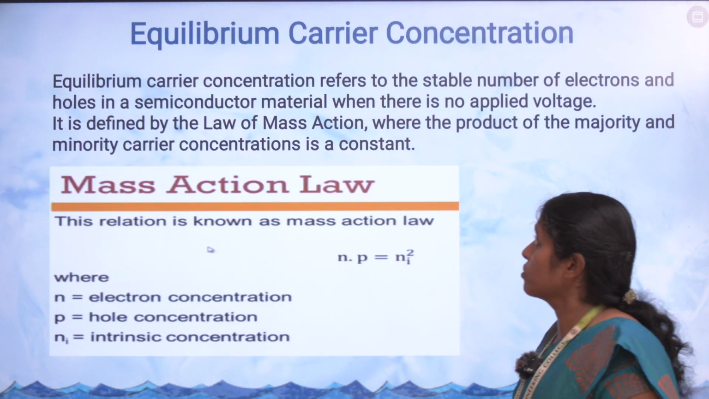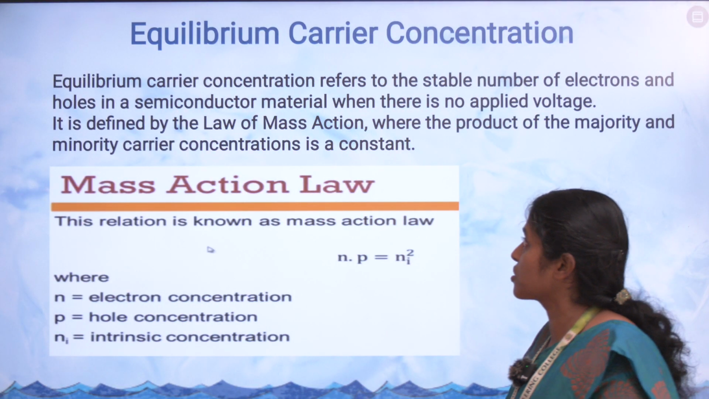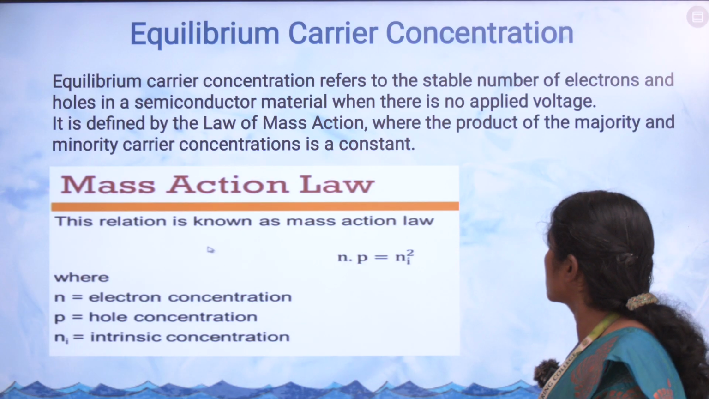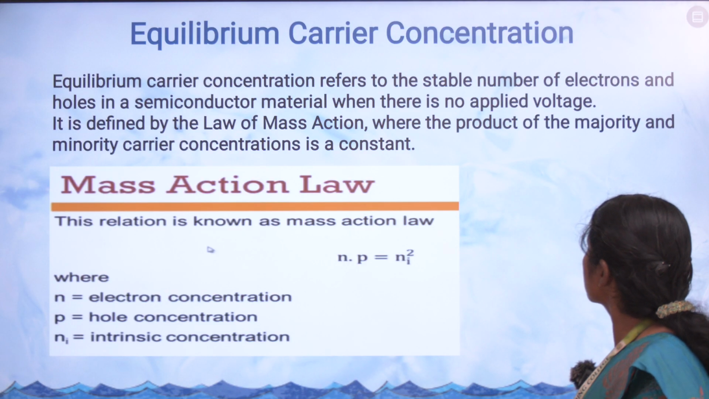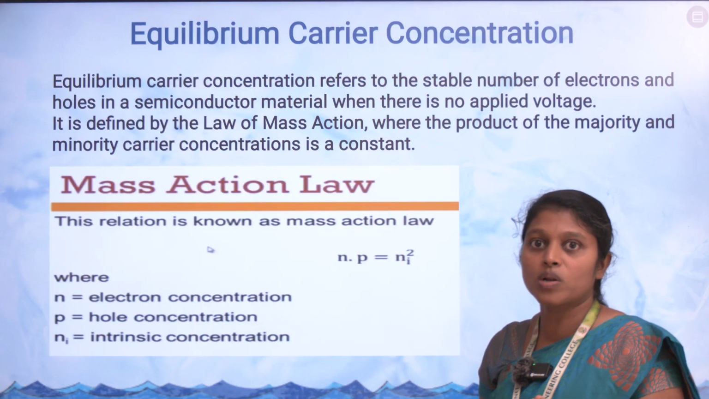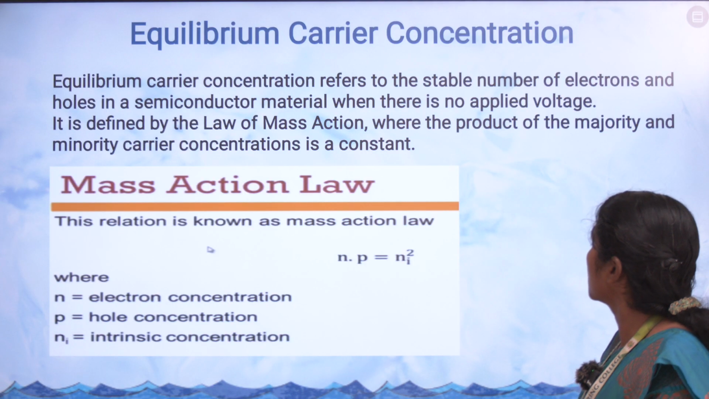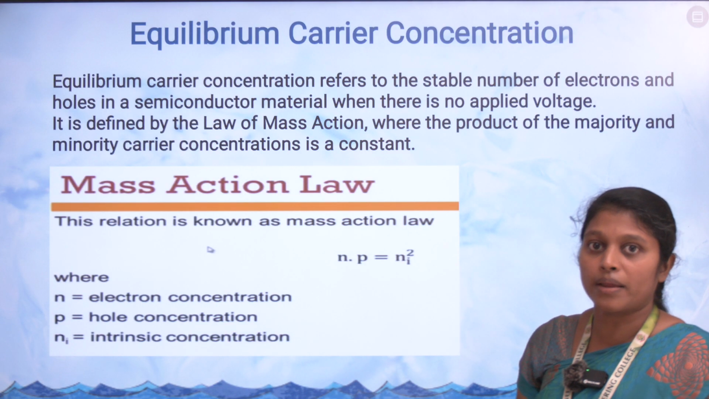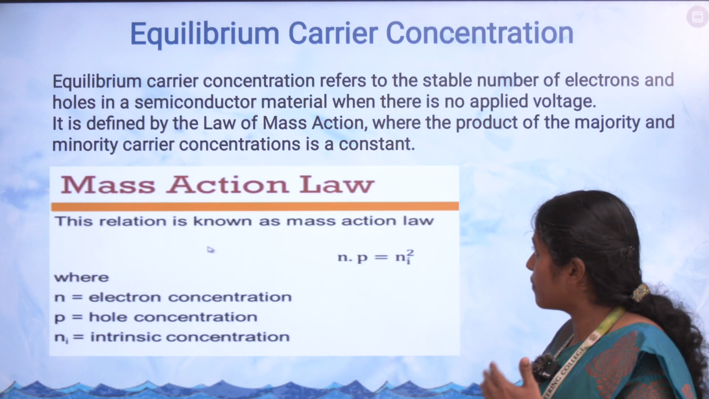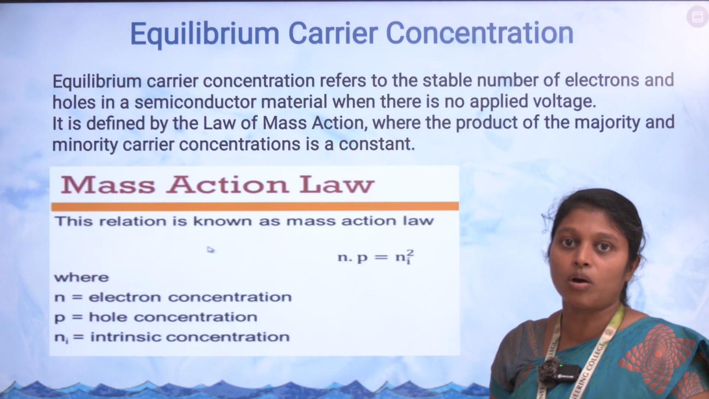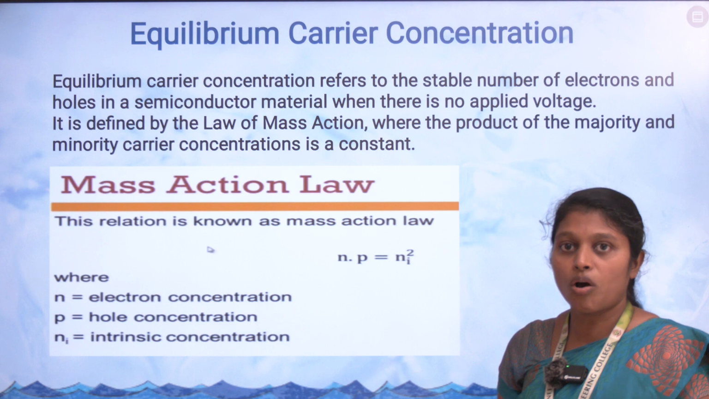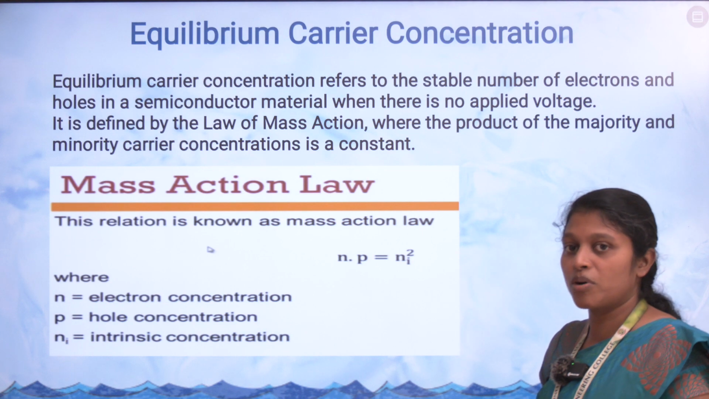So now we will go to equilibrium carrier concentration. Equilibrium carrier concentration refers to the stable number of electrons and holes that is present in the semiconductor material when there is no application of voltage. This is mainly calculated using the law of mass action. So what is the law of mass action?